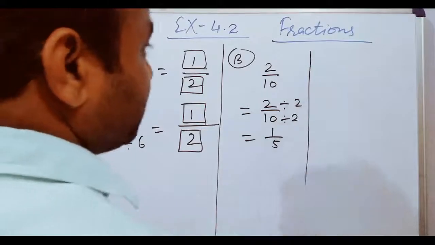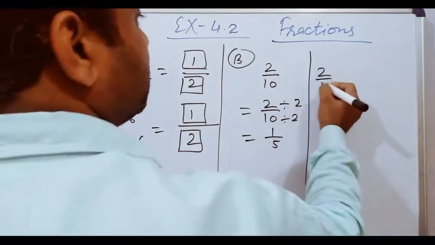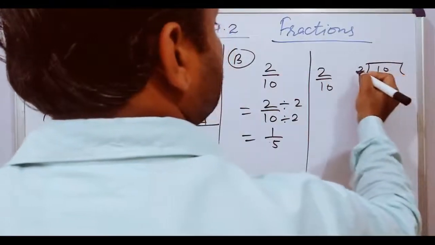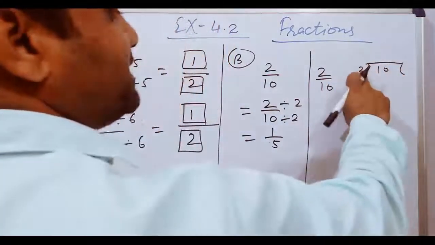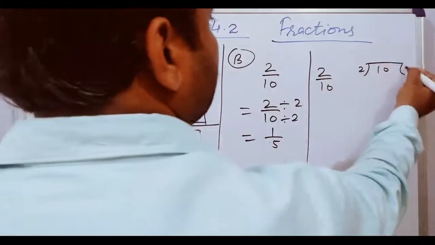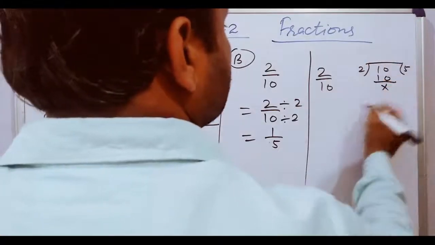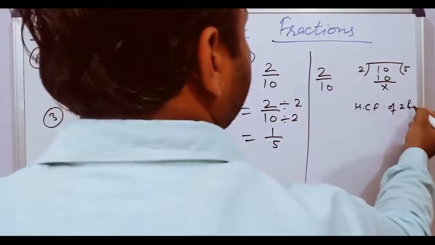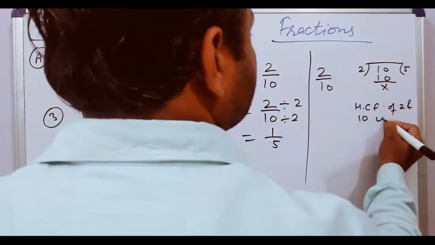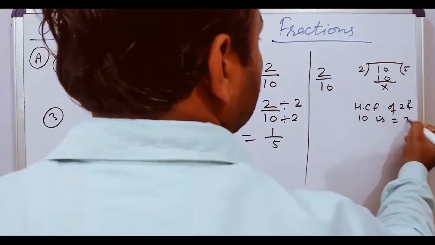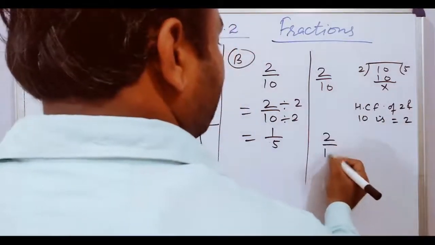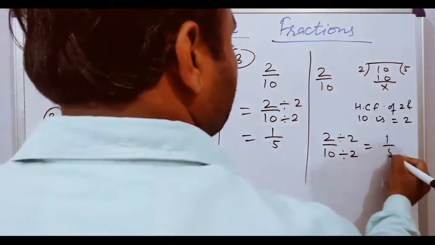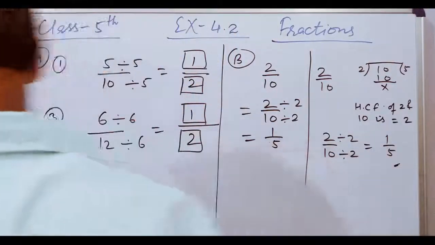This is one method. The other method is HCF. We find the HCF of 2 and 10. 2 5s are 10, so by 2 it is divided fully. So HCF of 2 and 10 is equal to 2. So by the HCF we have to divide. 2 1s are 2, 2 5s are 10.